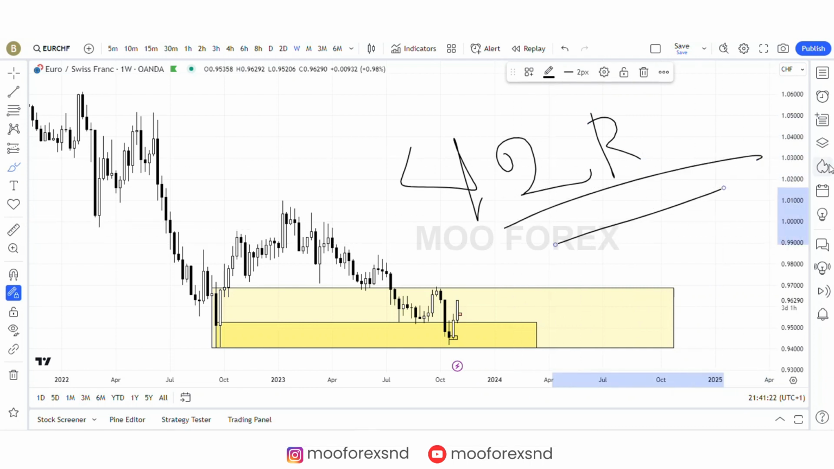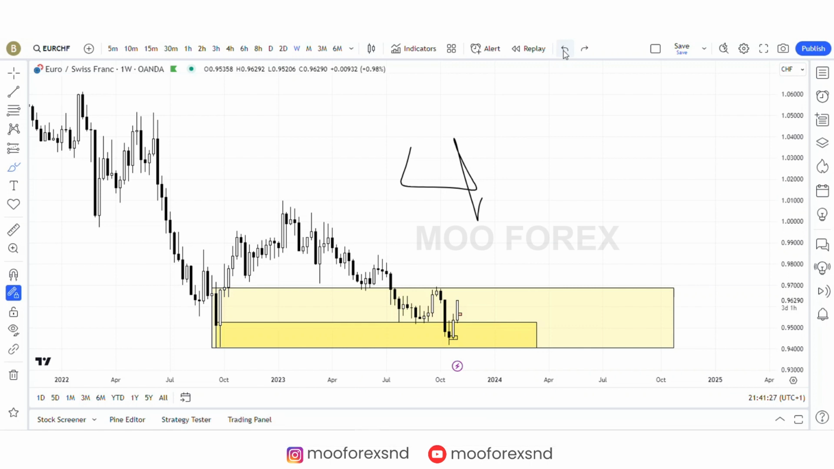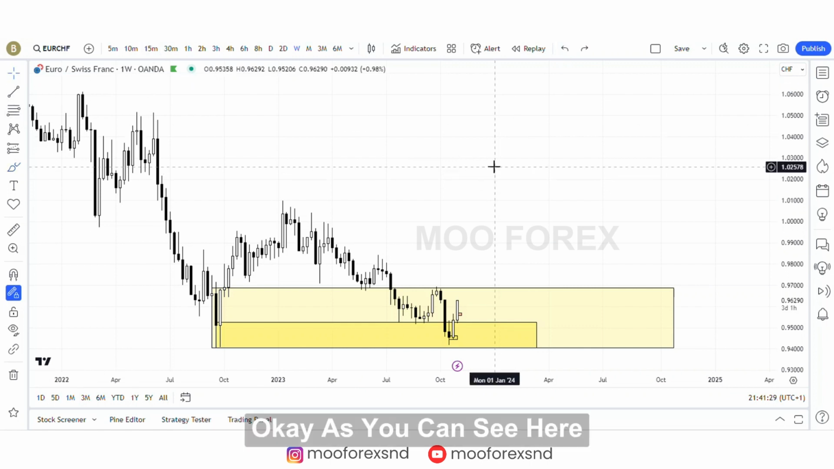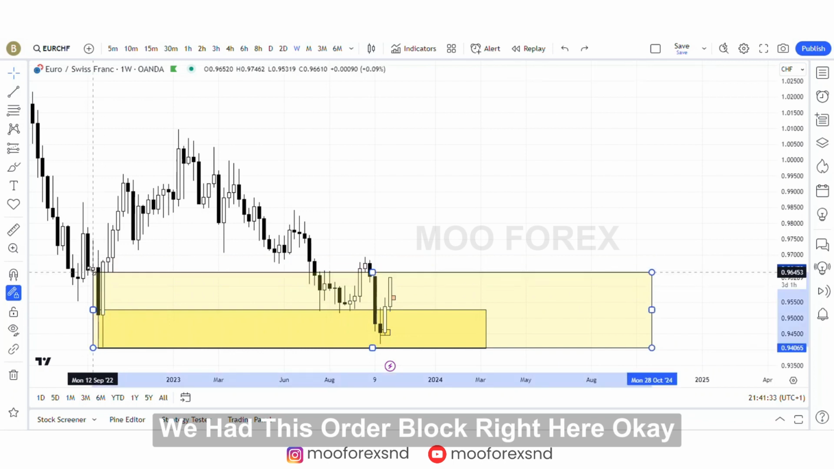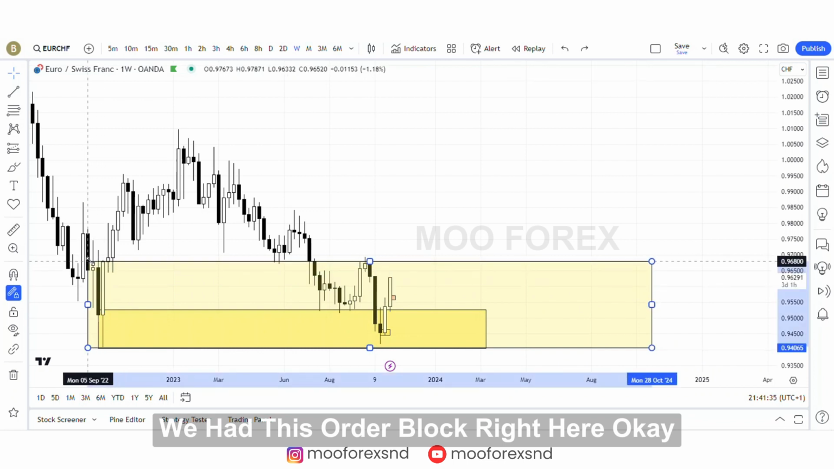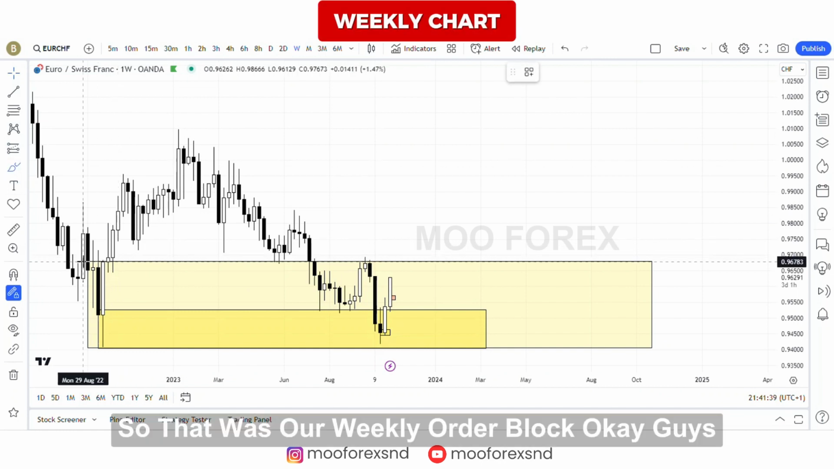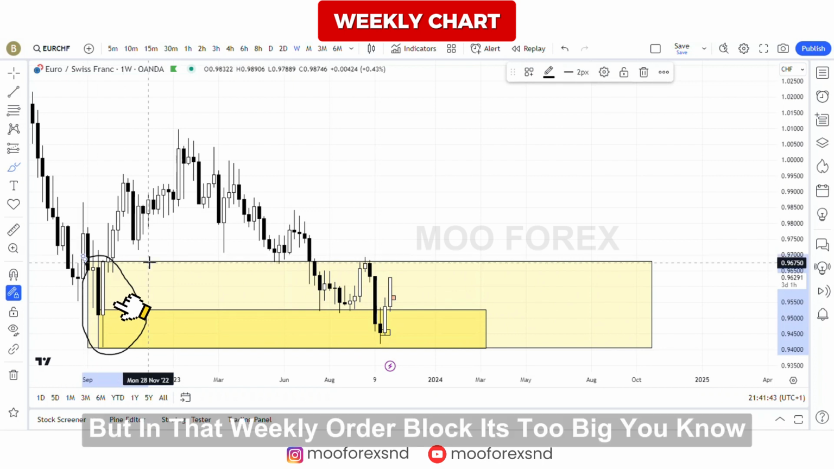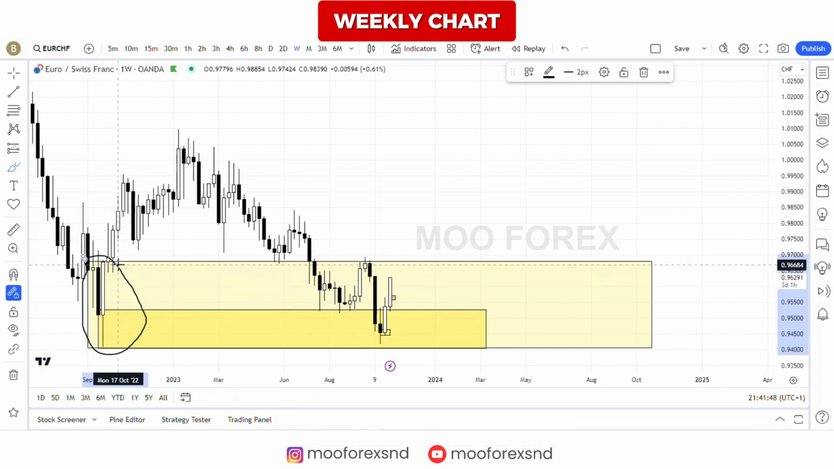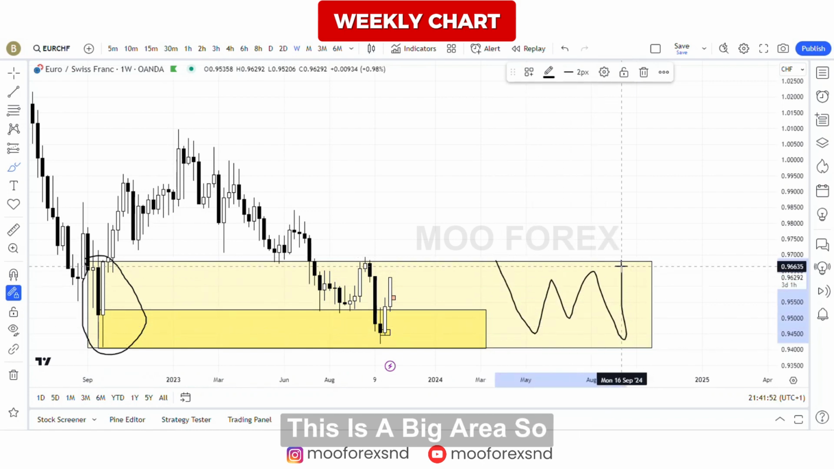Okay, so let me show you the full process. As you can see here, we had this order block right here. We are in the weekly chart, so that was our weekly order block. But that weekly order block is too big. This is a big area.